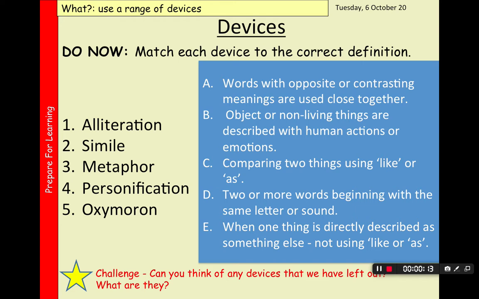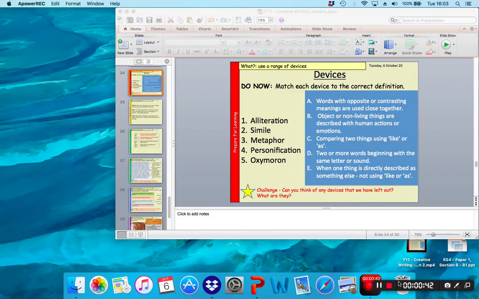So to start, for the Do It Now, can you just have a look at the devices on the left here and match them to the correct definition? I know you've probably done this hundreds of times in secondary school and English lessons, but it's really important that you have a clear understanding of each device and what it is before we move on to using them in our own writing. So I'll give you a couple of minutes to do that, pause the video, and then we'll go over the answers.